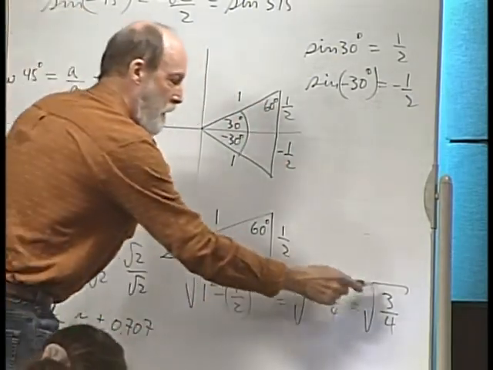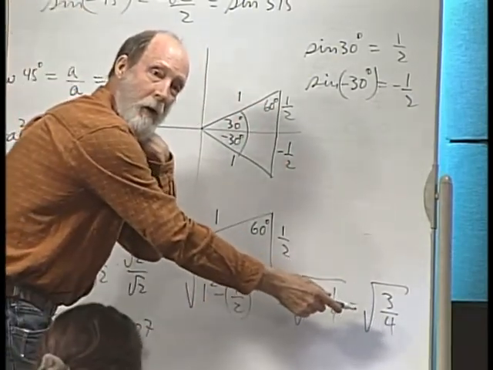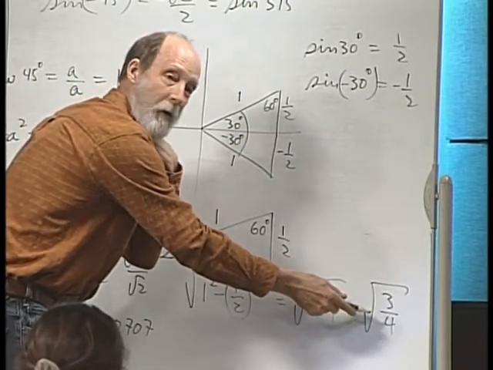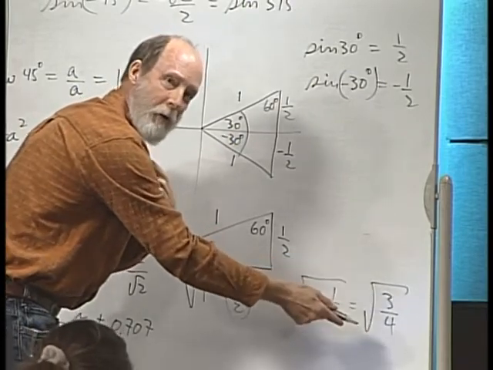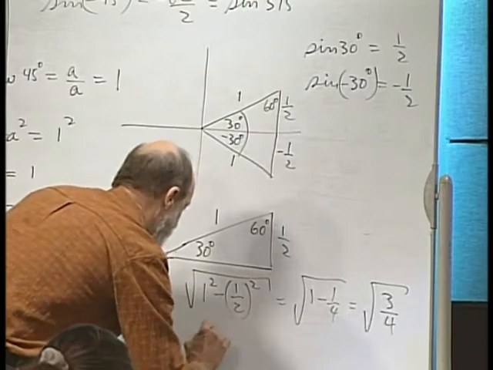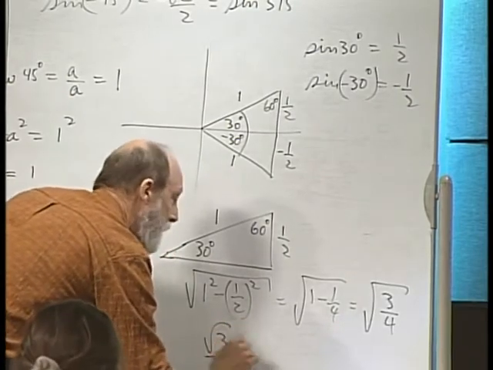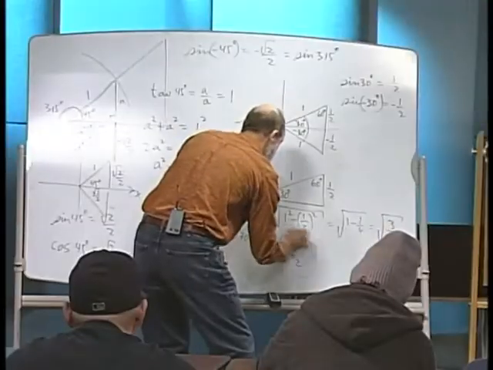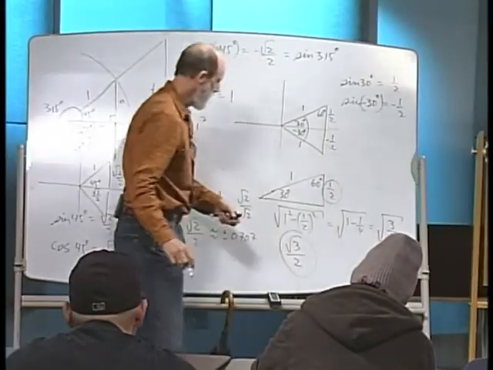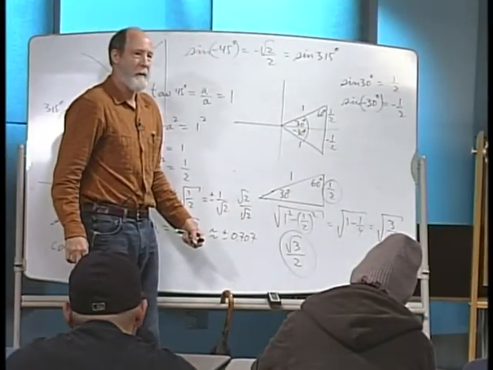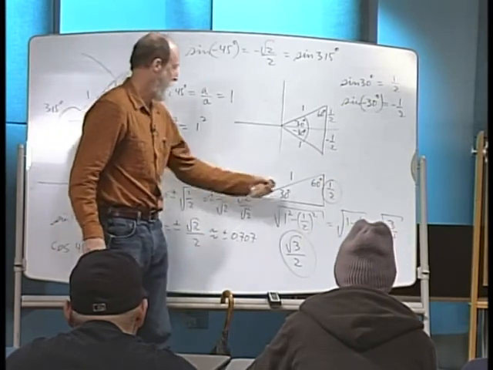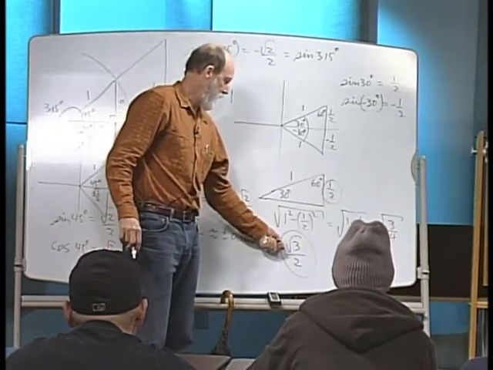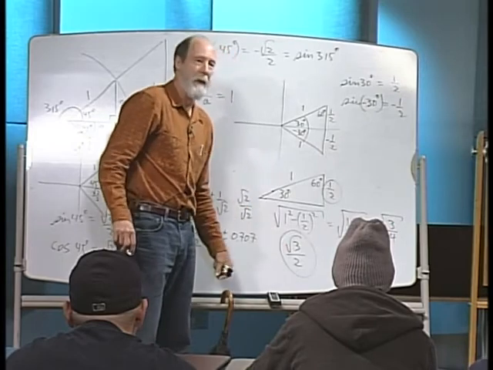The square root of a ratio is equal to the ratio of the square roots. So we end up with that side being the square root of 3 divided by the square root of 4, which is 2. Two very important values here, 1/2, and this one down here, square root of 3/2.